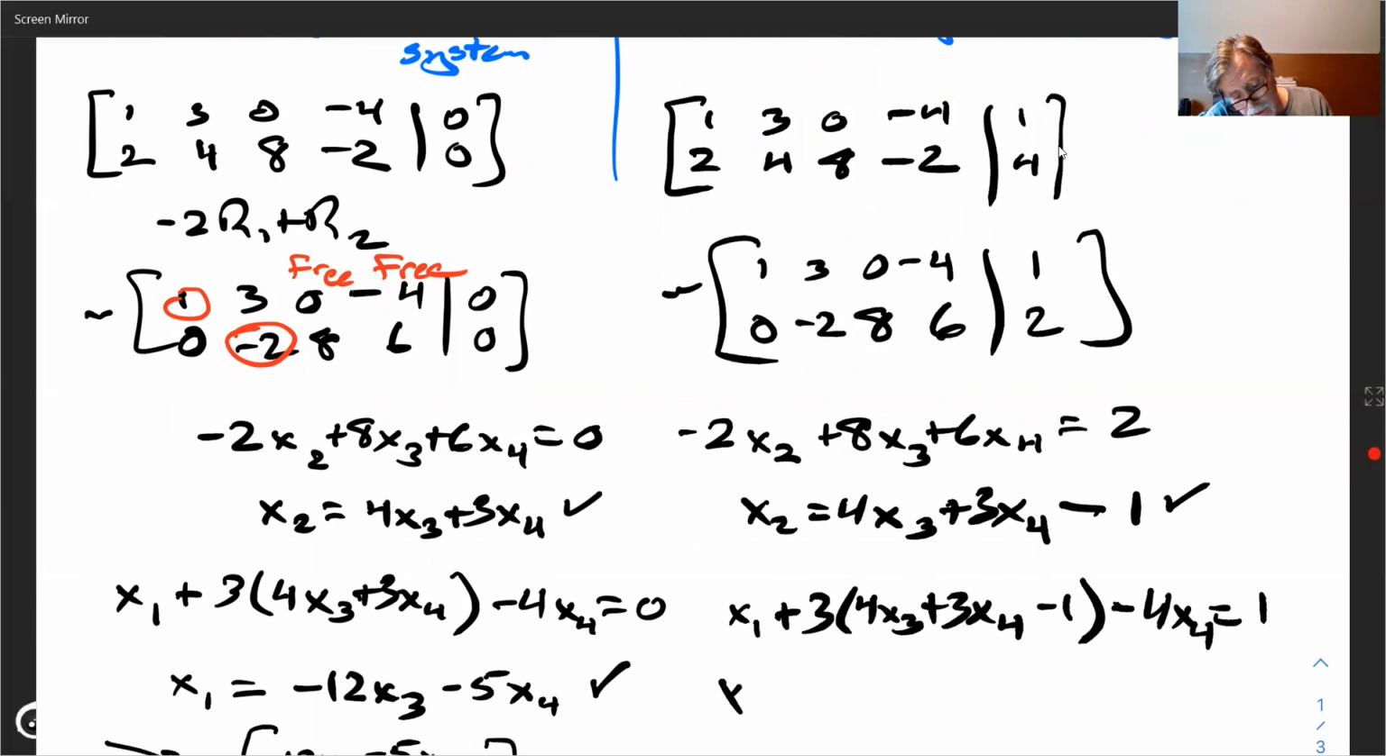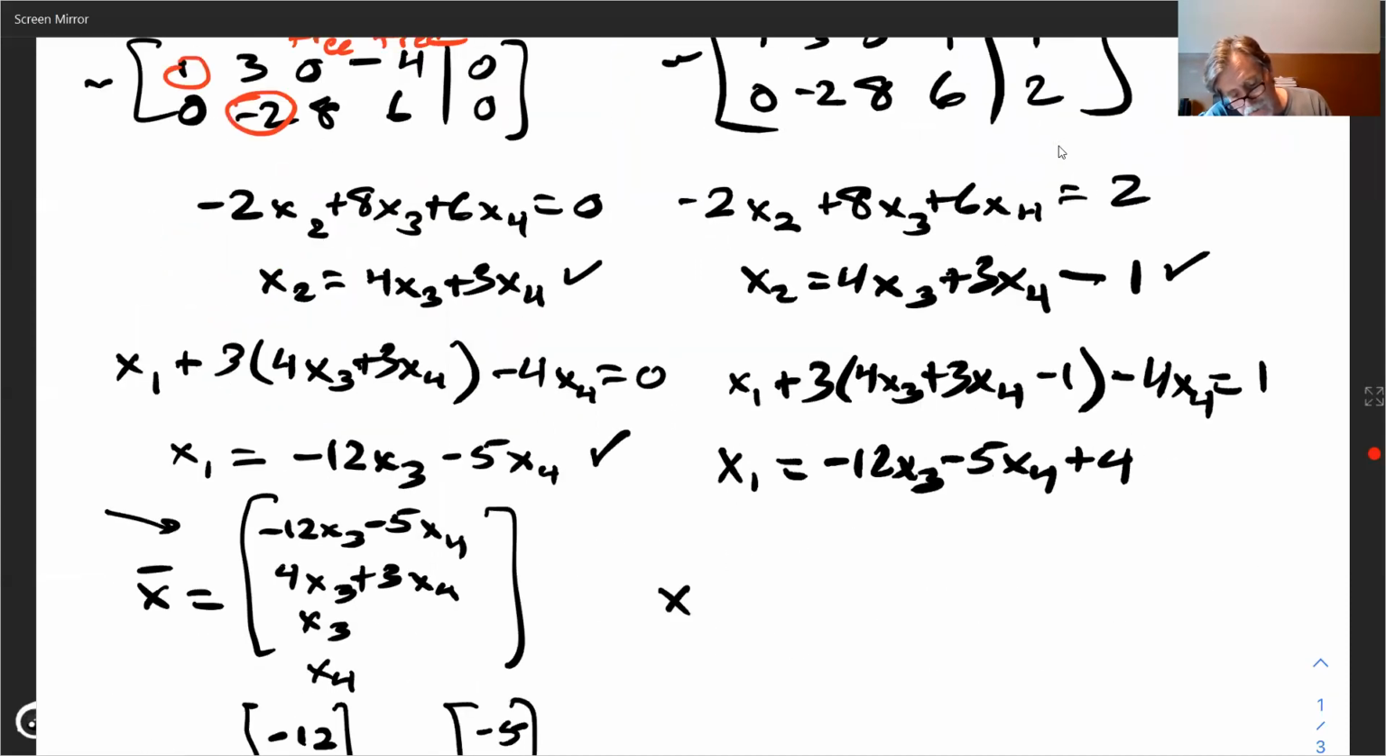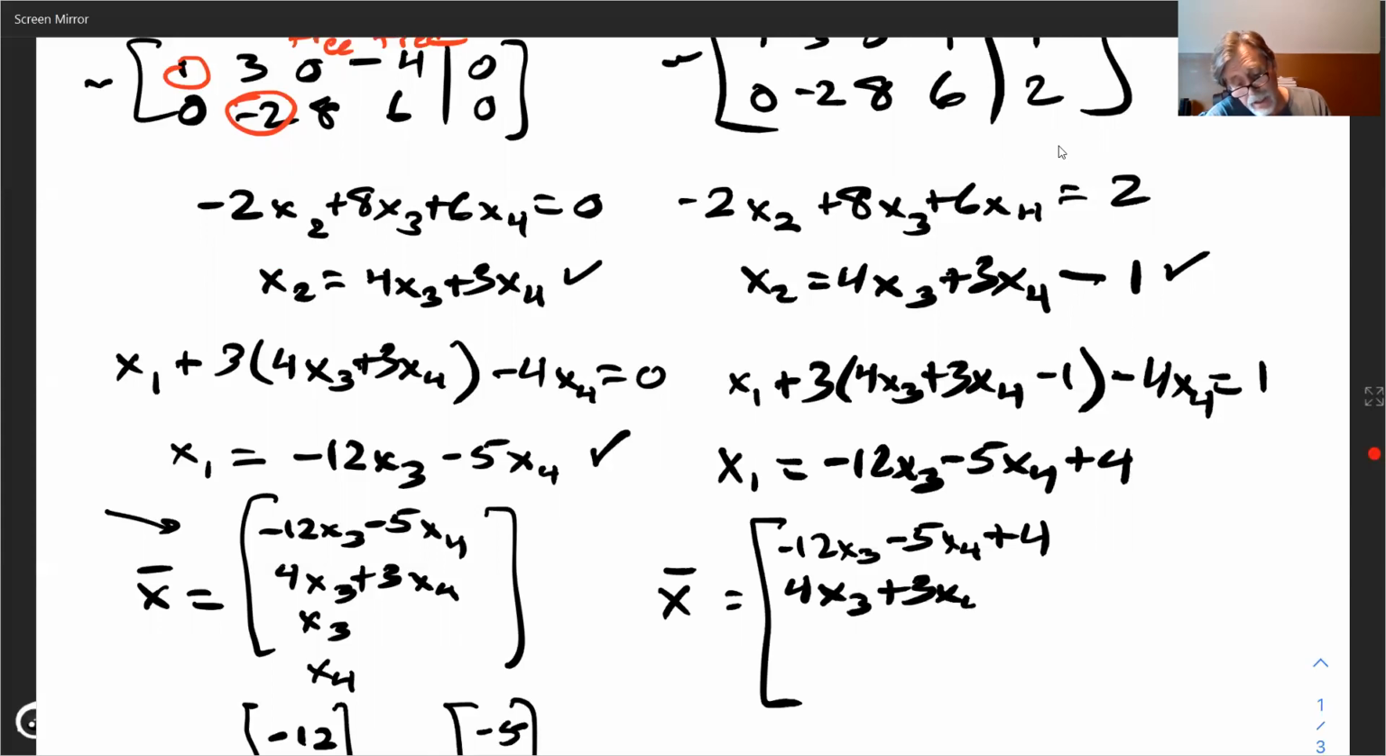Okay, so we can, in our heads, maybe solve this. Once again, we get 12 x3, and so it becomes minus 12 x3, and similarly we get a minus 5 x4. Notice the similarity there, except for one thing. Here we have minus 3 comes over as a plus 3, and so you have a plus 4. So what does the answer look like if it's non-homogeneous? x1 is minus 12 x3 minus 5 x4, but what else? Plus 4. What about x2? Well, that's the one that goes 4x3 plus 3x4, but something else, minus 1, and then x3, and then x4.